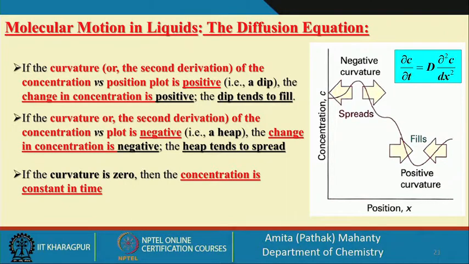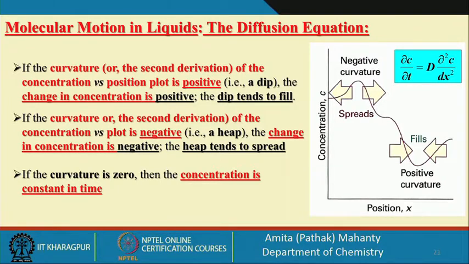So, the three things we have taken here are how the concentration is changing with position, and we read the curvature from this plot. If the curvature is positive, then we say that the change in concentration with time is positive, that means with time the dip will be filled. More and more you get towards uniformity.